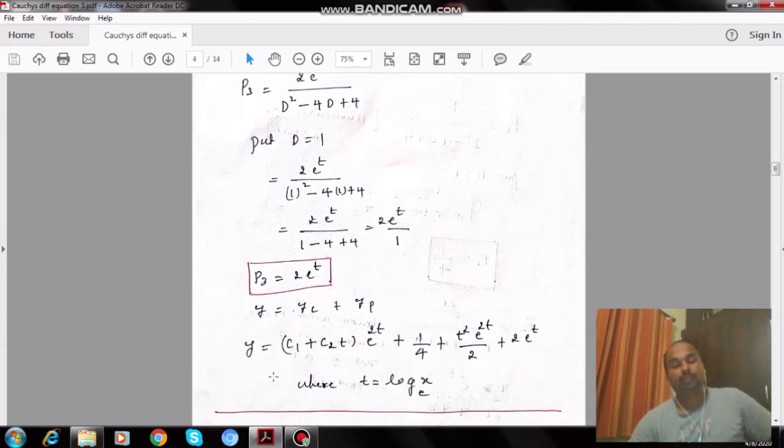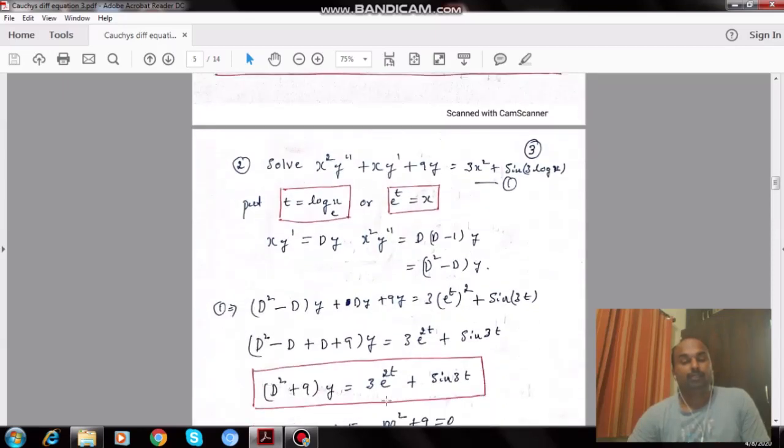So therefore the general solution will be C1 plus C2 t e power 2t, plus 1 by 4, plus t square by 2 into e power 2t, plus 2 e power t, where t equals log x to base e.